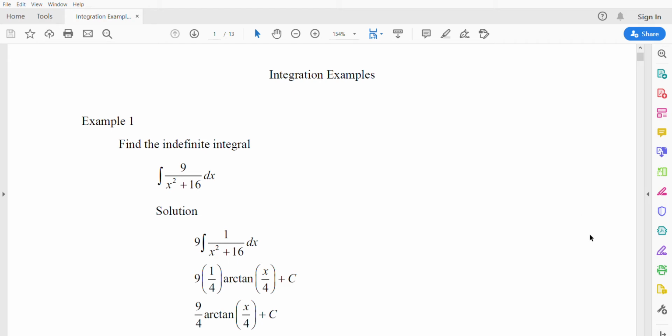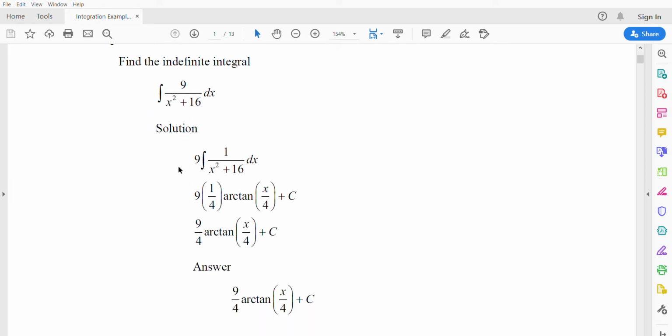This particular lesson takes several of the integration techniques and applies them in some formats that you might not have seen in previous examples. So let's take a look at example 1. Example 1 says find the indefinite integral of the following. We have the indefinite integral of 9 over x squared plus 16 dx.